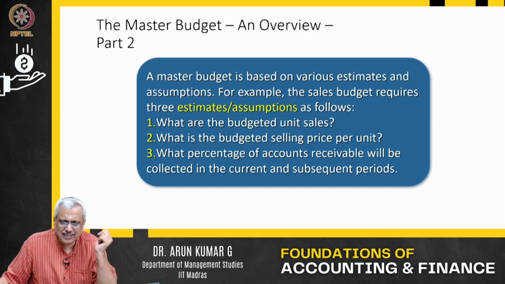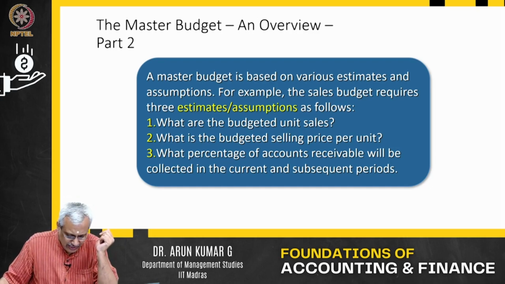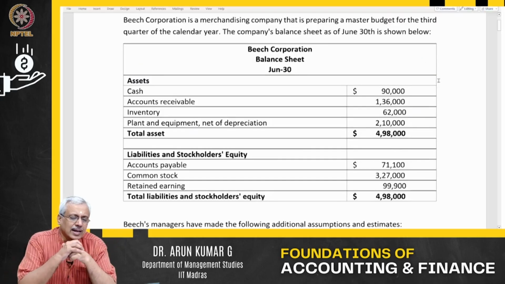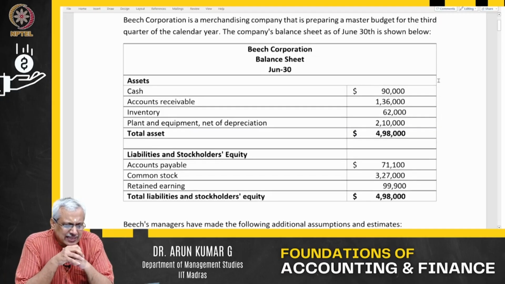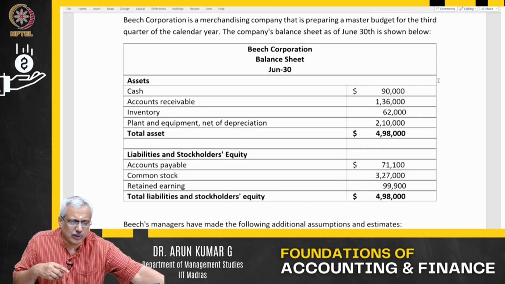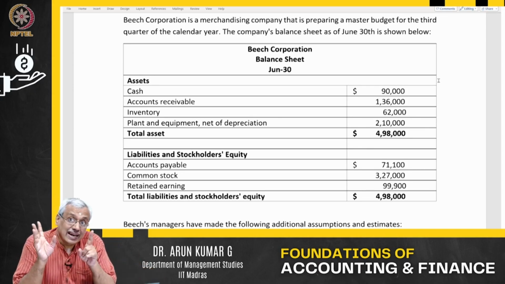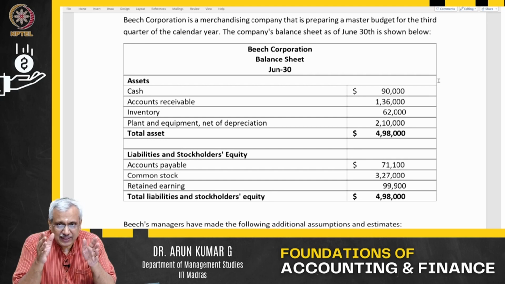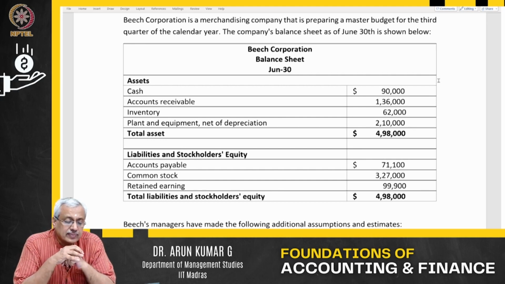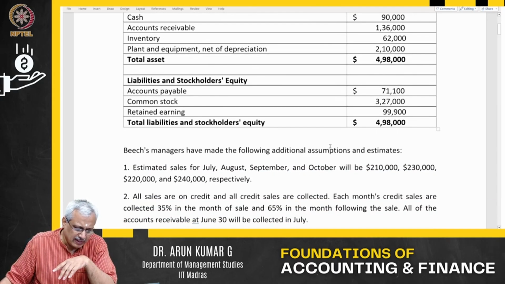So let us take some small examples. Let us look at one. Beach Corporation is a merchandising company that is preparing a master budget for the third quarter of the calendar year. Please note, this is the calendar year: July, August, September. The company's balance sheet as of 30th June is given below. This is the company's balance sheet as of now. Assets, liabilities, everything is fine.